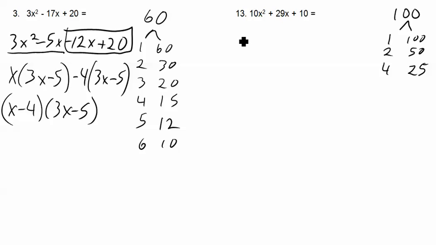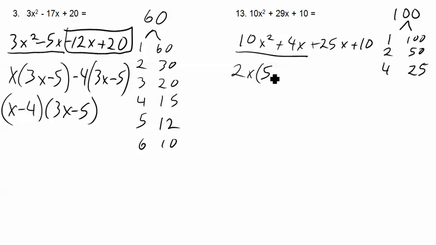So I'm going to write down 10x squared plus 4x plus 25x plus 10. And I did plus and plus because when I add those together, I get a positive 29. Okay, so what can I take out of the first two? I can divide both those by 2, and I can take out an x. So 10 divided by 2 is 5. And I took out one of the x's. 4 divided by 2 is 2. And I took out the x.